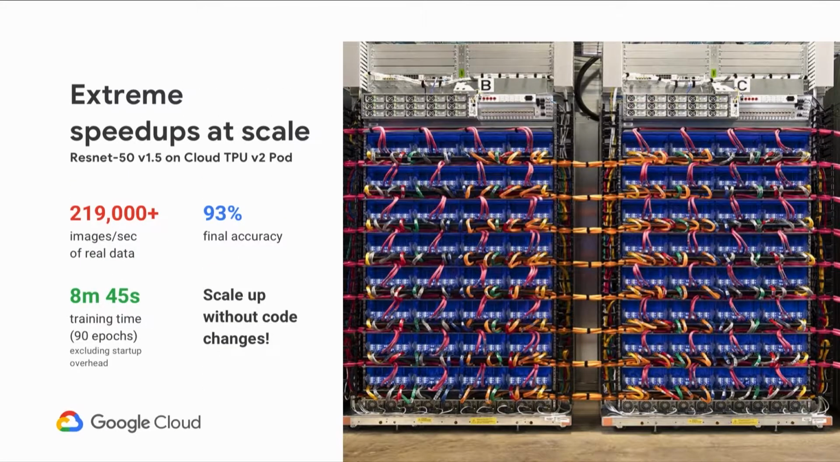And it scales all the way up. Without changing anything about your code or the way you deploy, if you take that exact same deployment, that exact same ResNet, and push it to TPU pod, you'll have to change your hyperparameters, but other than that, you're able to get to 219,000 images per second, same level of accuracy, under 9 minutes in training time.